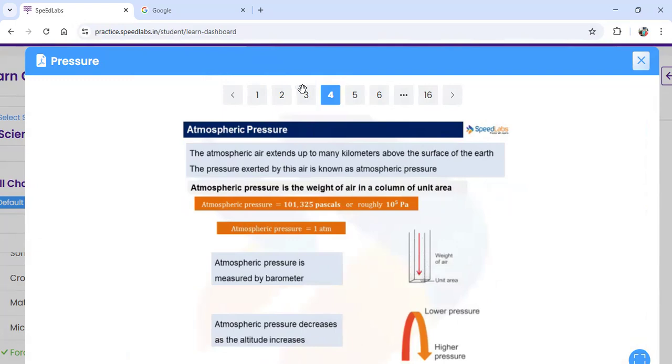Now, atmospheric pressure is equal to 101325 pascals, or we can say it is roughly equal to 10 to the power 5 Pascal. Atmospheric pressure is equal to 1 atm. Atmospheric pressure is measured by a device called a barometer. Important, children, make a note: atmospheric pressure decreases as the altitude increases. It means if you go up from the surface of the earth, atmospheric pressure is less.